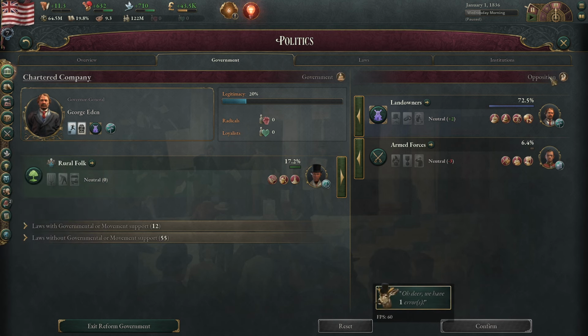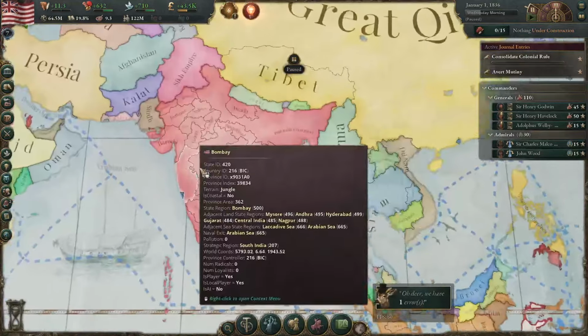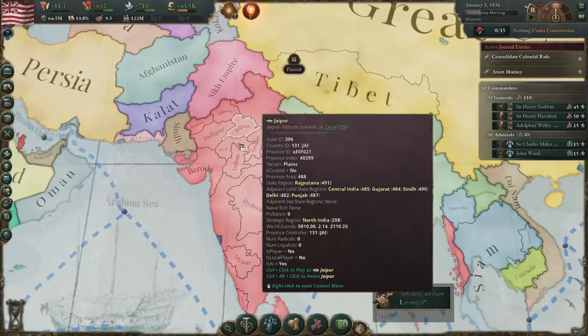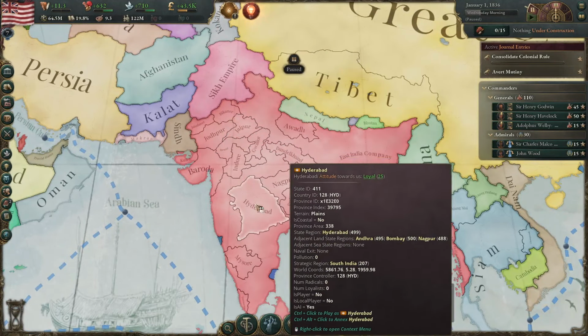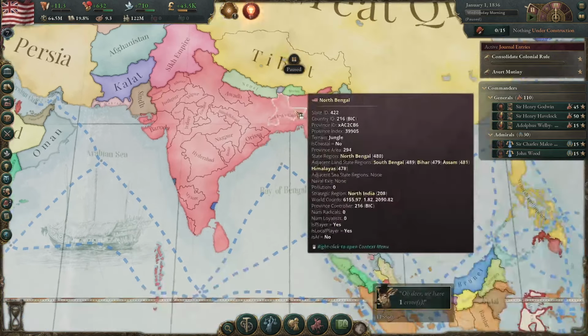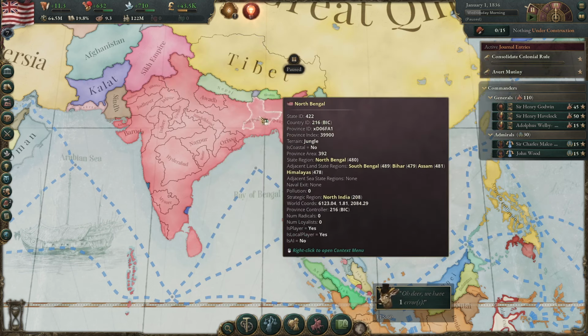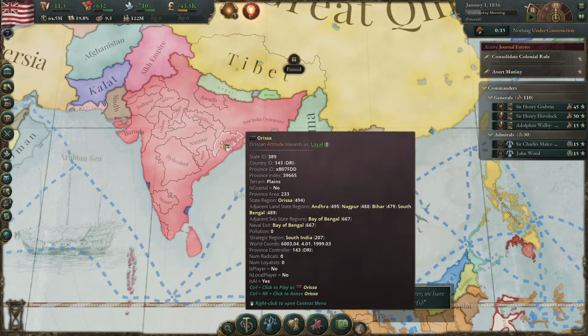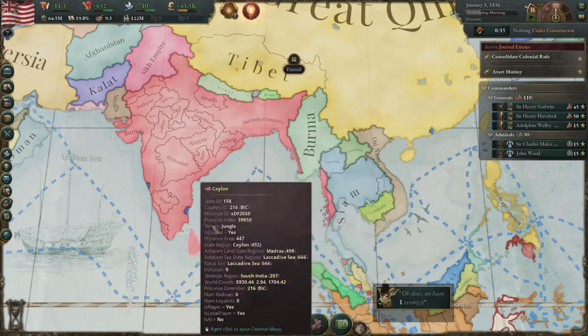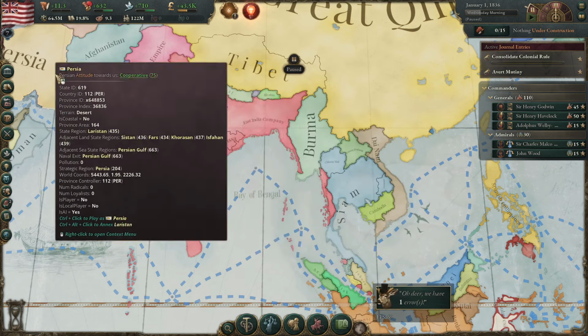Well, not really. It's going to be pretty easy for you too, because right now, at least in 1.0.6, what you can do as the EIC is you have all these puppets, all these princely states that are under your control. To give you a little bit of historical background, of course, you are going to disintegrate during the Sepoy Mutiny. You're going to have a massive rebellion that's going to cause a lot of disruption, and it's going to lead to the UK seizing direct control over India, and forming the British Raj instead of the East India Company.